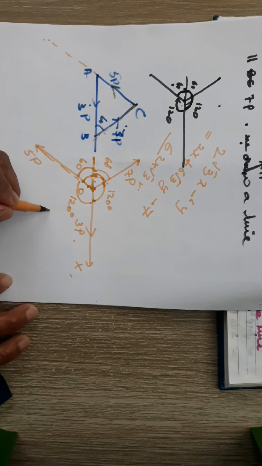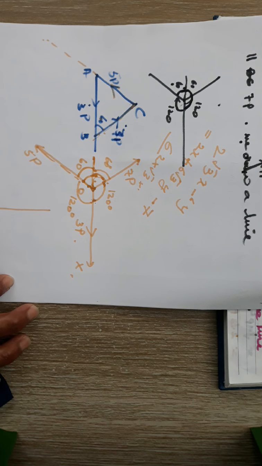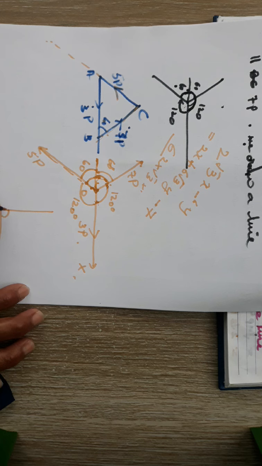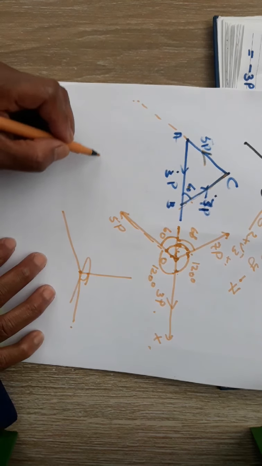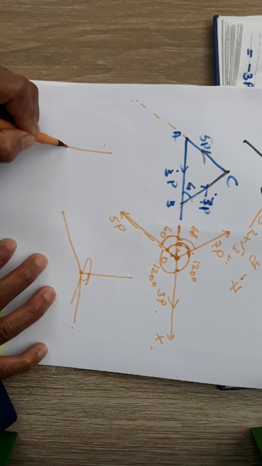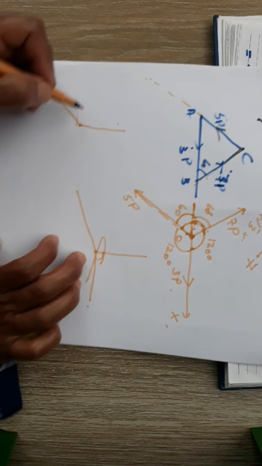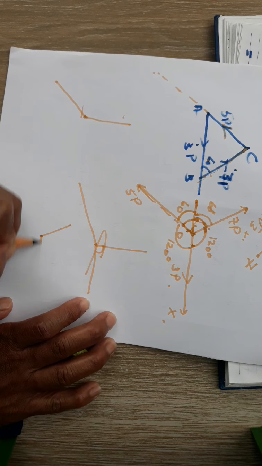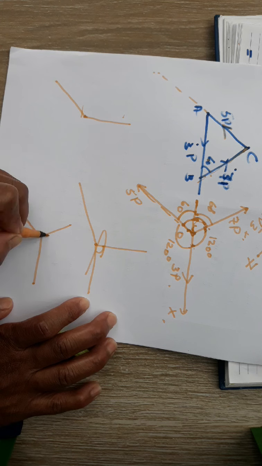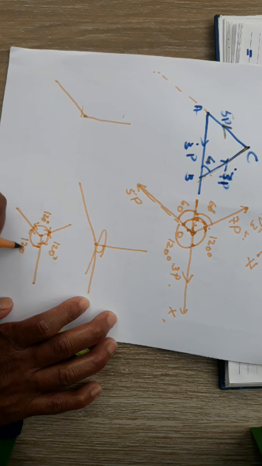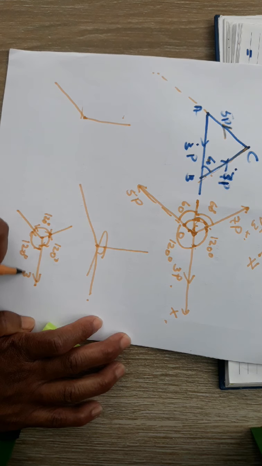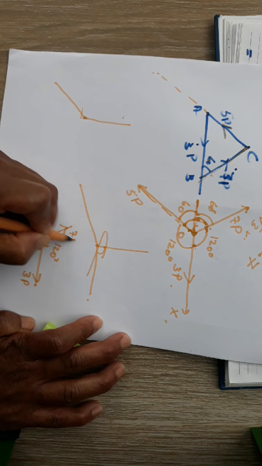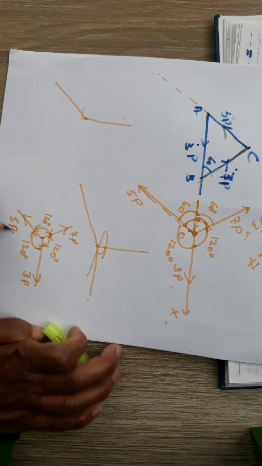In general, I'll just draw it roughly. Sorry, it is not this one exactly, it should not be perpendicular, it is this diagram. So here you have 120 degrees, here 120 degrees, and here also 120 degrees. This is force 3P, this is force 7P and this is force 5P.